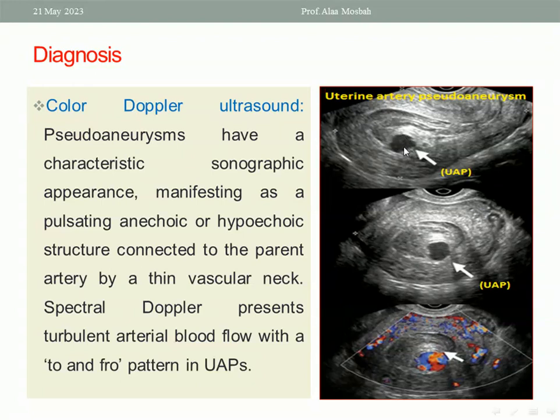So hypoechoic or anechoic structure connected to the parent artery by thin vascular neck. As you see, this is the longitudinal view. This is the pseudoaneurysm. This is transverse view, the same, but in transverse view, and this is with color Doppler. Spectral Doppler presents turbulent arterial blood flow with to and fro pattern in uterine artery pseudoaneurysm.